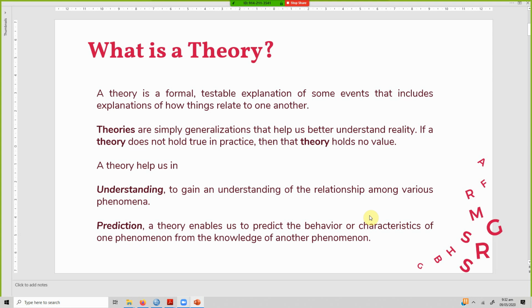So a theory enables us to predict the behavior or characteristics of one phenomenon from the knowledge of another phenomenon. So we use theory in our research to develop an understanding as to how variables are interrelated with each other, and then predict how one variable may influence another variable. So this is the role of the theory in business and management research.